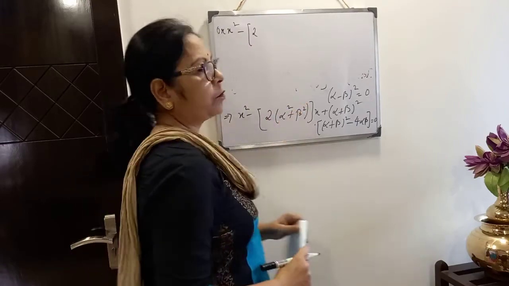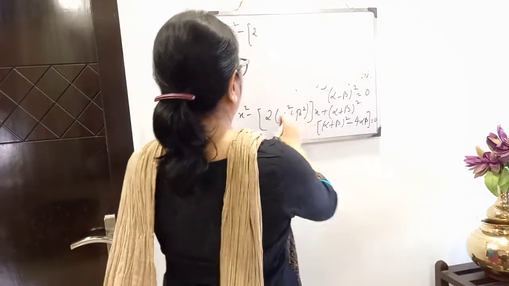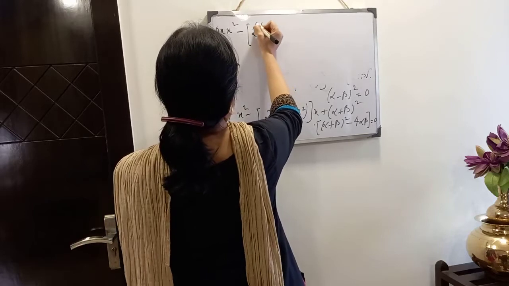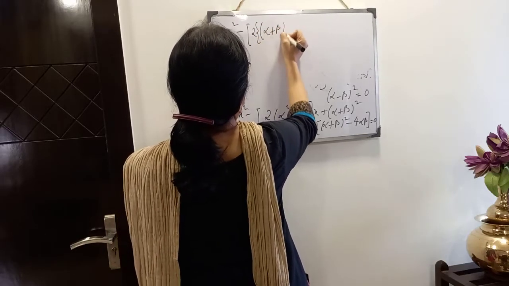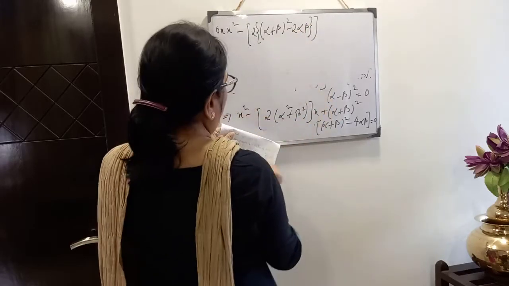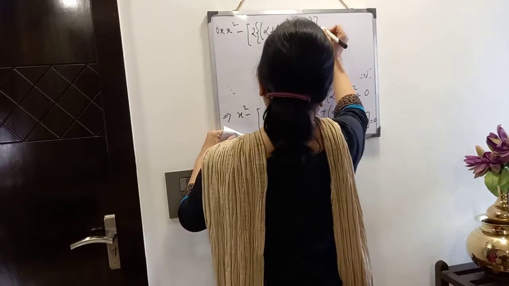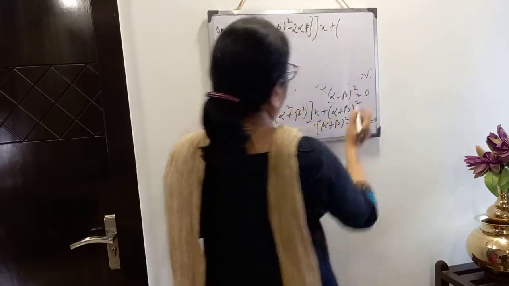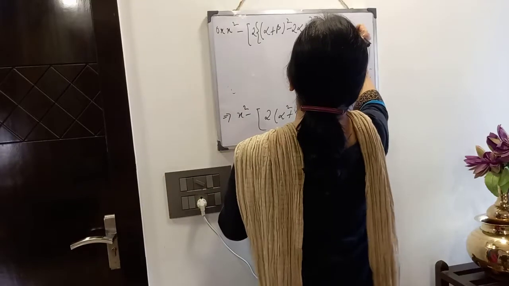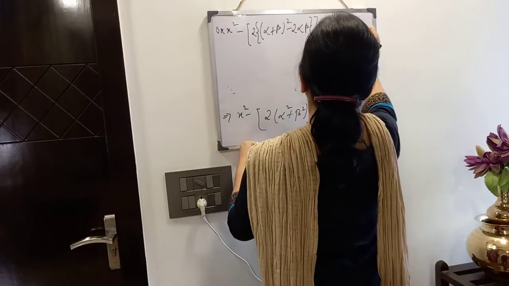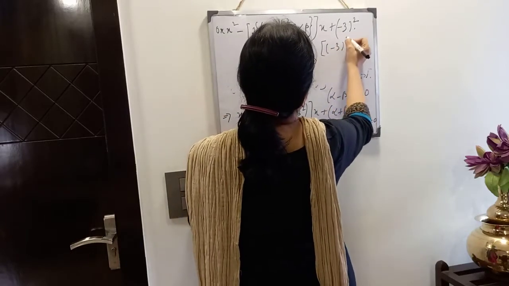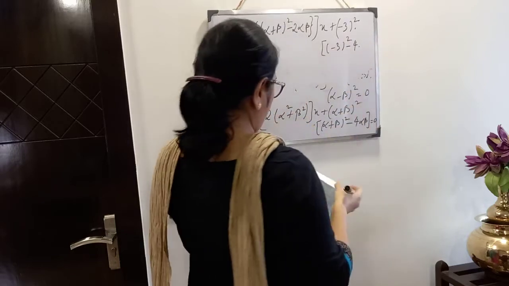Again you see, alpha square plus beta square we don't know. So again we will write it in that form. Alpha plus beta whole square, alpha plus beta whole square minus 2 alpha beta, and then into x plus alpha plus beta, and I am writing the value here now, alpha plus beta minus 3 whole square into, again here, alpha plus beta minus 3 whole square minus 4 into alpha beta 4.